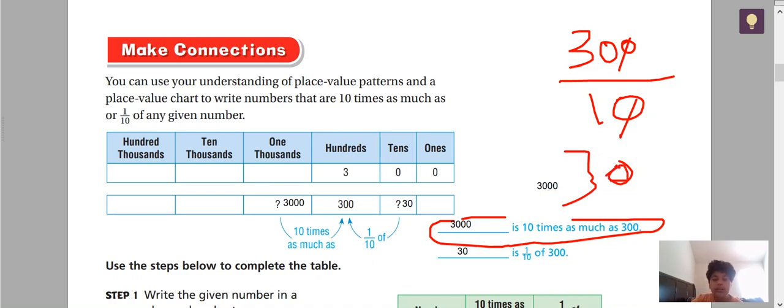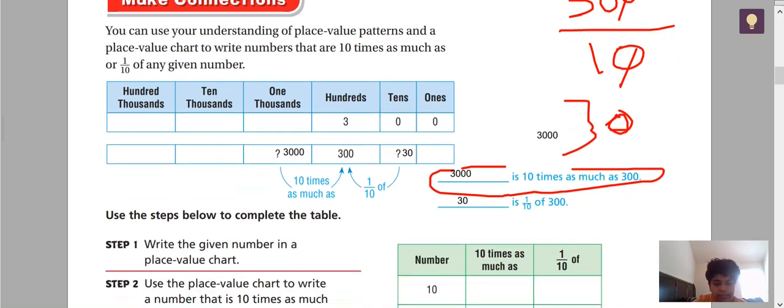The answer would be 30. 30 is 1/10 of 300. And if we were starting over here and doing 3,000, what is 1/10 of 3,000? Well, you're right. The answer is 300. 1/10 of 3,000 is 300. Then what is 10 times as much as 3,000? Well, your answer should be what? 30,000. You're right. Correct. I see you got it.